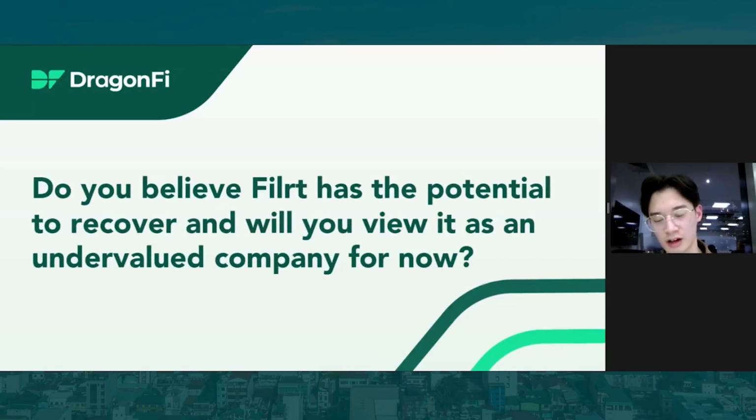Do you believe that Phil REIT has the potential to recover, and will you view it as an undervalued company for now? So yeah, because of the high interest rate environment, a lot of these REITs tend to be undervalued because, one, they're not going through a lot of growth. They can't finance their acquisitions through debt yet because the interest rate's so high. And for Phil REIT, that depends if they can actually execute their growth plans.